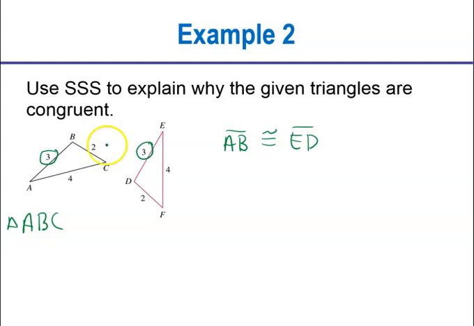Well, let's check out our 2 side, okay? So our 2 length and our 2 length right here. So I can also say BC corresponds to, so we're going from B to C, so that's from D to F. BC corresponds to DF, and they're congruent, okay?